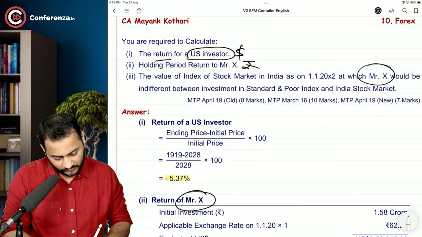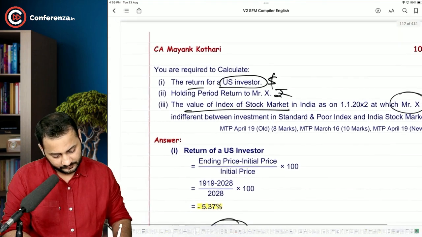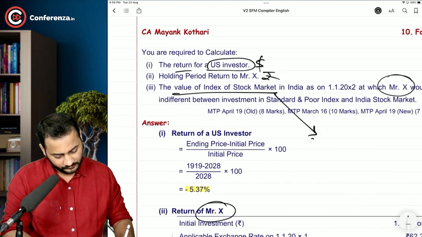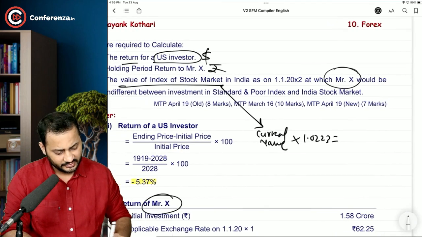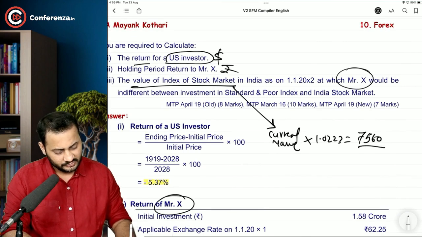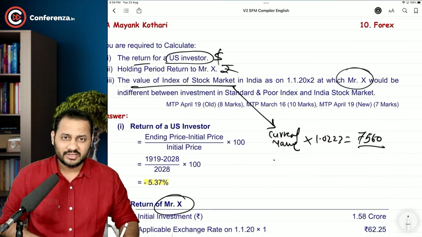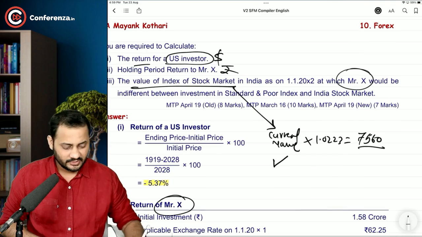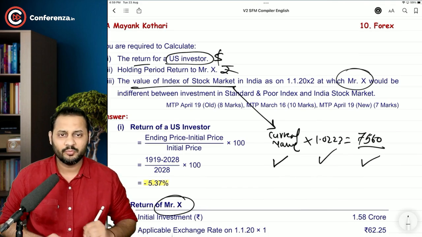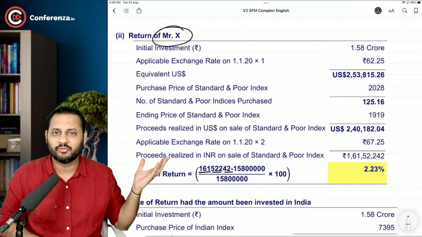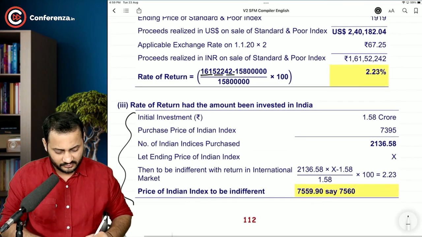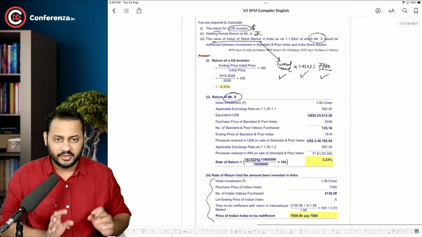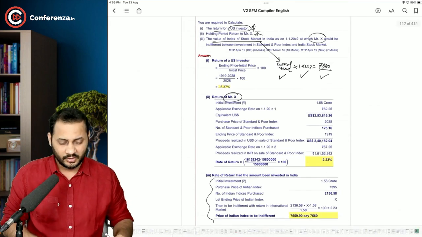See, value of the stock market, current value into 1.0223. That's it. 7560. That's it. Because you would have invested in the Indian stock market at this price, you would have sold it at this price, the result would have been 2.23%. That was the same return for you in the US market. It's as simple as it is. Don't make this blunder of making the calculation so long.